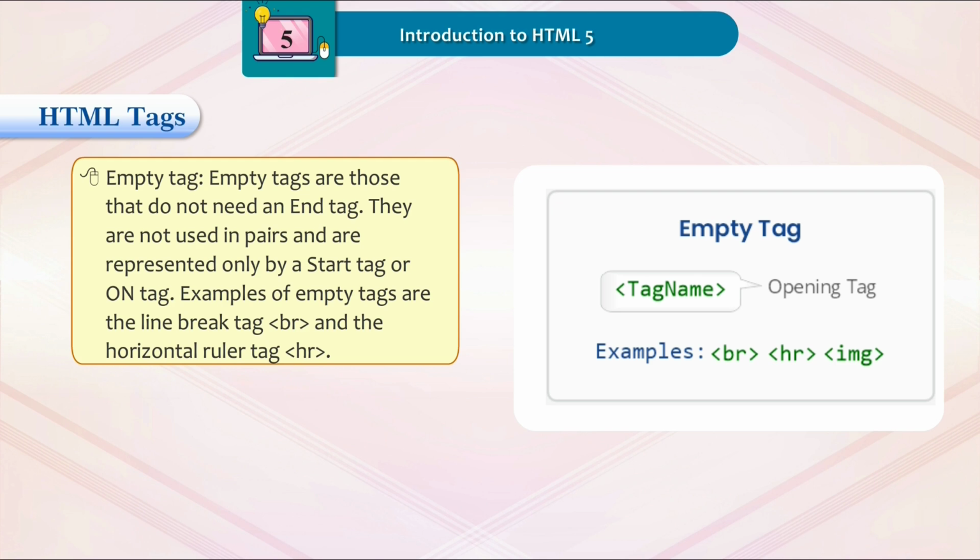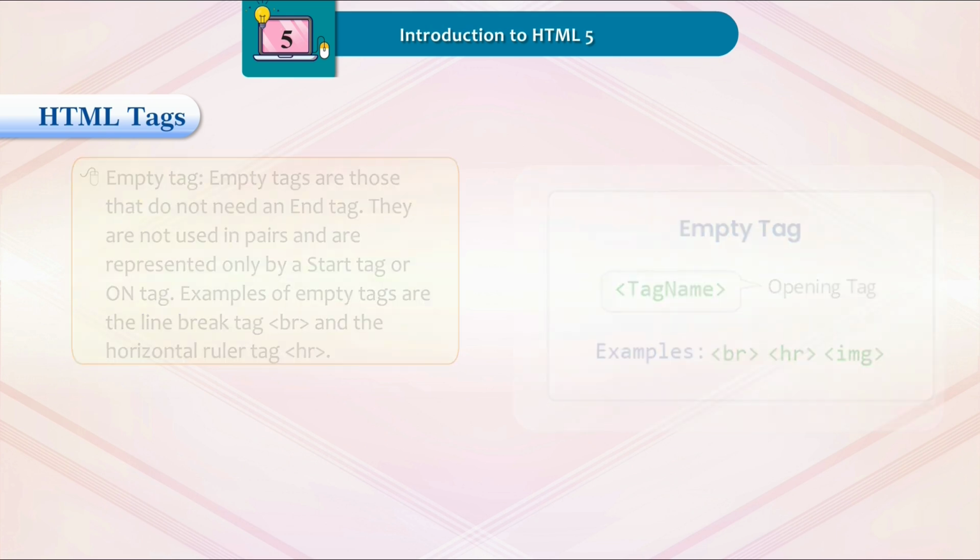Empty tags are those that do not need an end tag. They are not used in pairs and are represented only by a start tag or on tag. Examples of empty tags are the line break tag BR and the horizontal ruler tag HR.